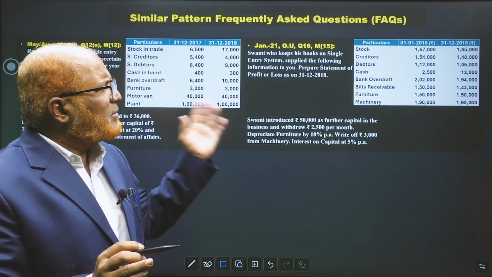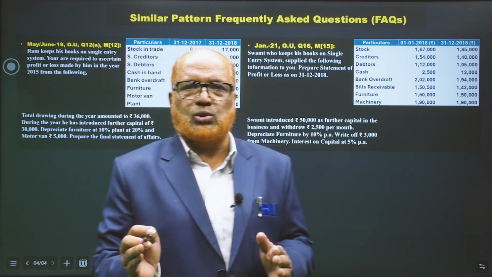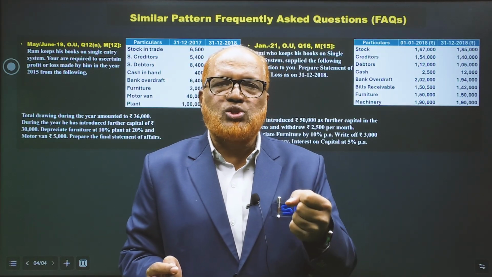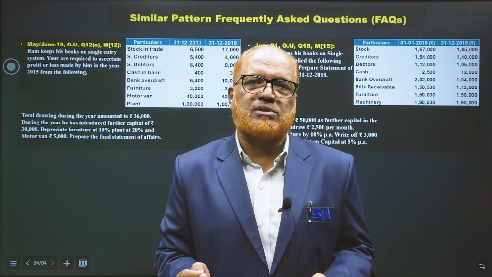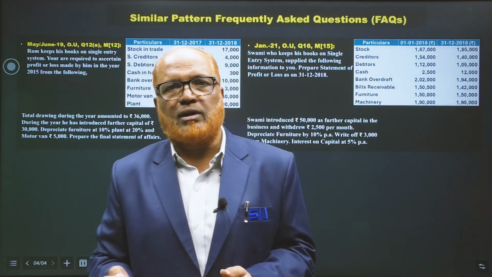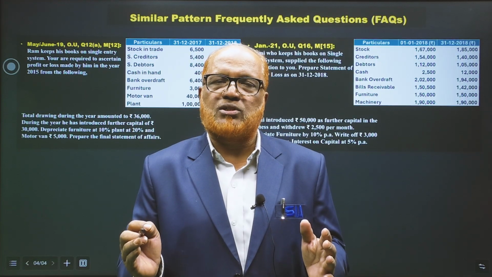So exactly similar type of problems had been asked in previous examinations also. If you practice these problems, definitely you will get a very strong hold on this type of problems. So comparatively, this is very, very important compared to other units. Hope you understand the complete procedure of finding out the profit.